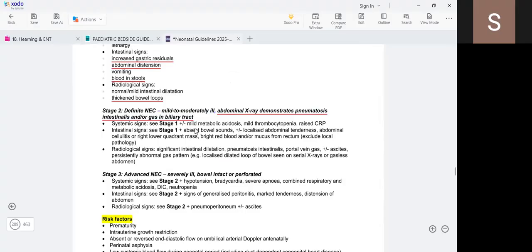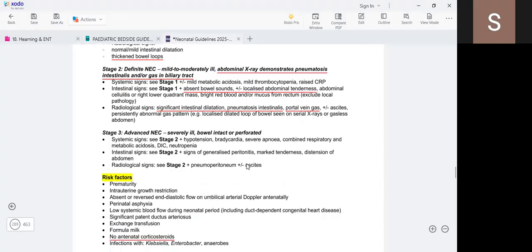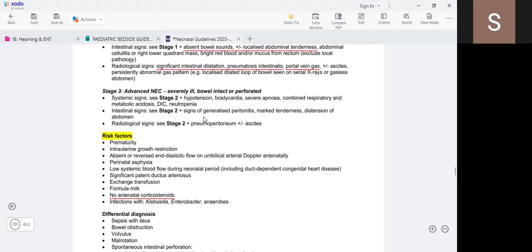This baby presents with absent bowel sounds, localized abdominal tenderness, cellulitis, and others. X-ray finding: gastrointestinal dilatation, pneumatosis intestinalis. Another important finding is portal vein gas, and next, pneumoperitoneum. Advanced cases also present with DIC. Metabolic acidosis and DIC are important.